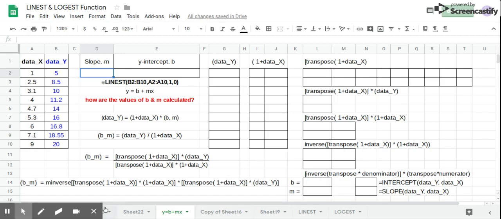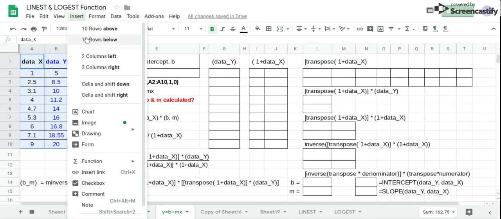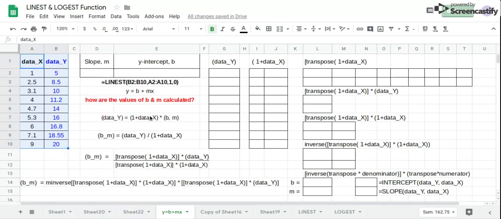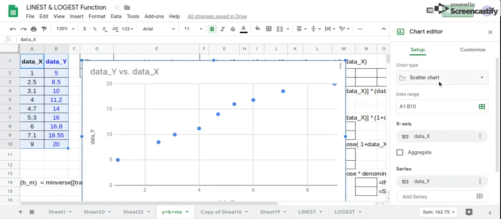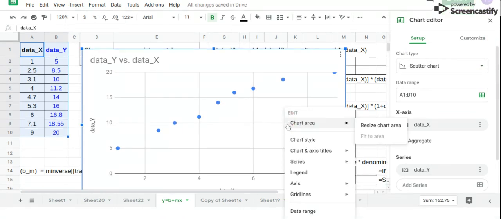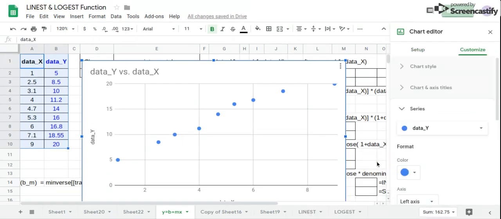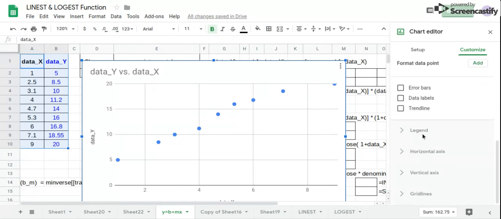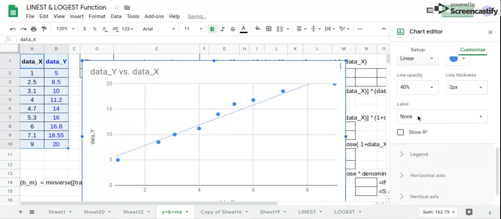Hello, we normally use a scatter chart to determine the trendline equation of a dataset. Here we have a dataset. We use the scatter chart plot to show the values of your trendline equation, as labeled.